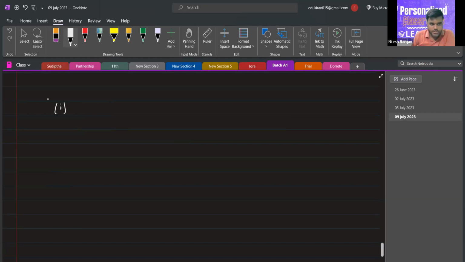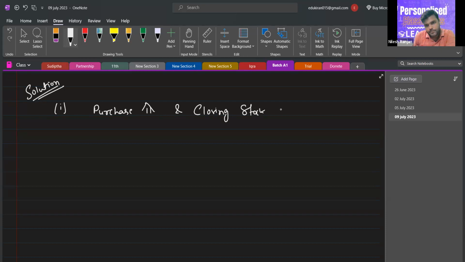If we talk about the first transaction, we have purchased goods of rupees 1 lakh. So purchase will increase and closing stock will increase. Yes? Yes, sir. Because when we purchase goods, the closing stock will increase. Okay.